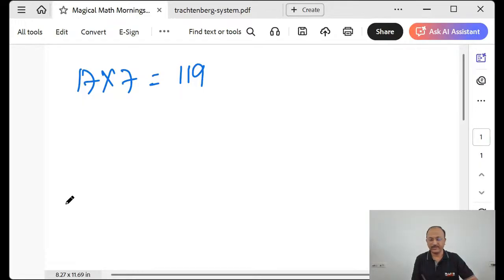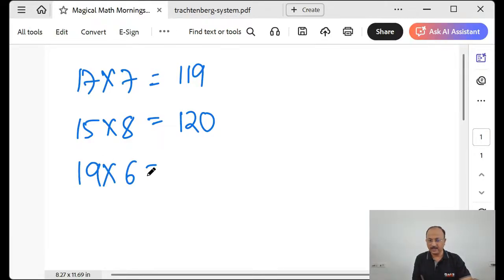Let's take 15 eights. 10 eights are 80, that you can tell in mind. 5 eights are 40. That is 80 plus 40 is 120. For example, if you take 19 sixes, 10 sixes are 60, 9 sixes are 54, therefore 114. When we add, we get 114. This is a simple number.